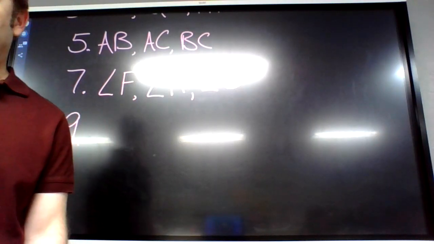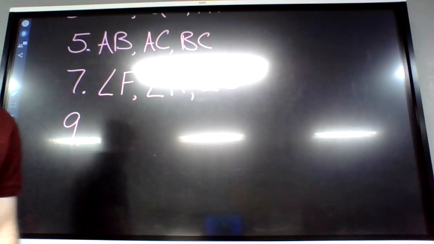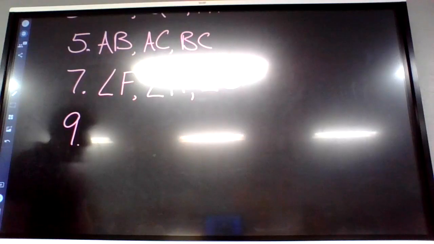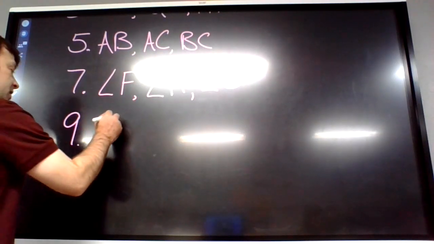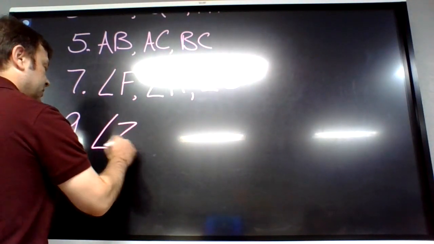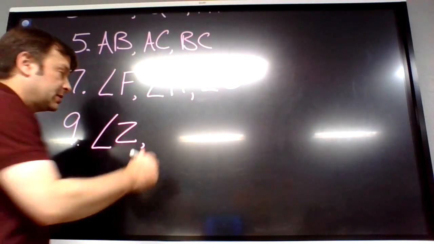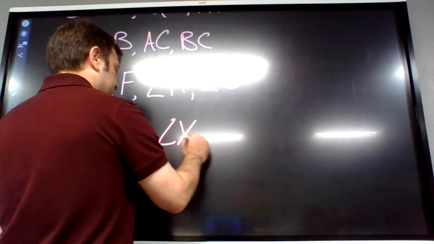Number 9. Manny, what's the smallest angle going to be? Angle Z, right, because it's across from the 3. Then what? Angle X, and then that leaves angle Y.